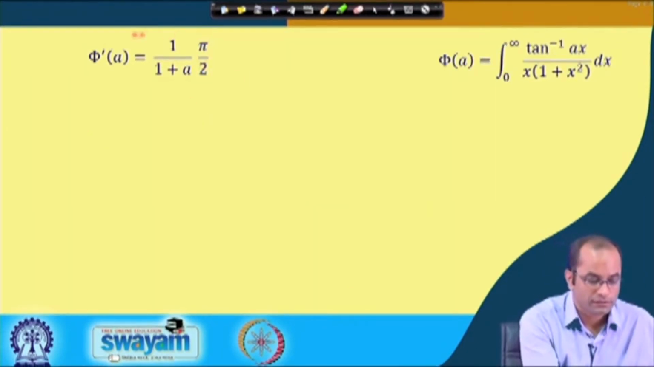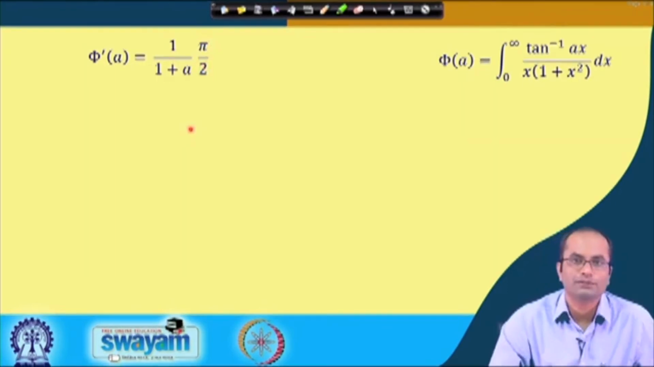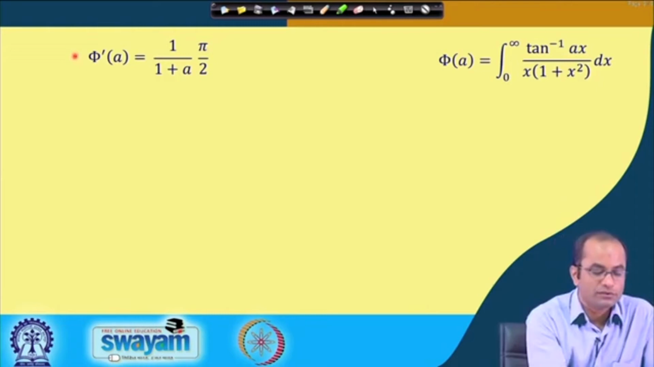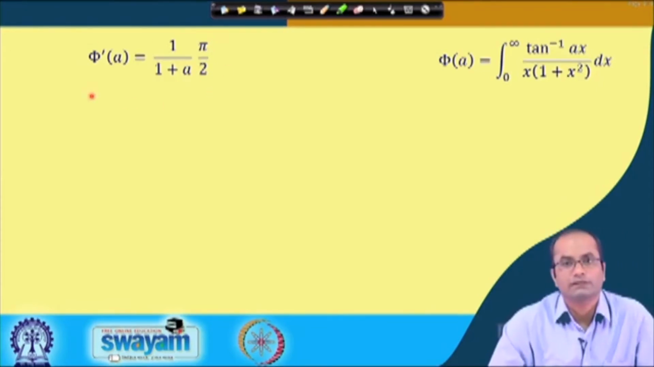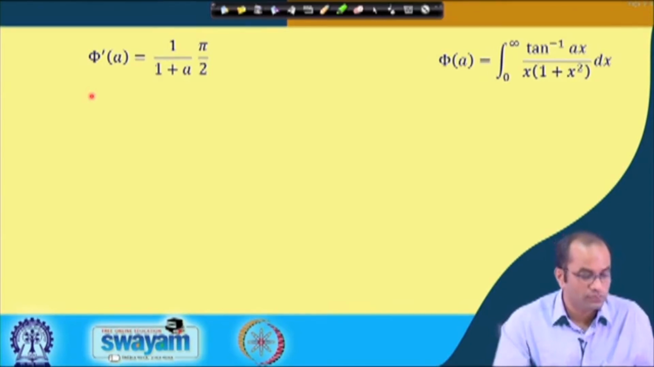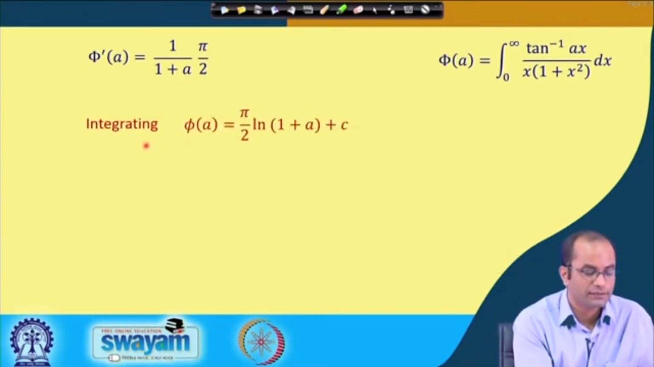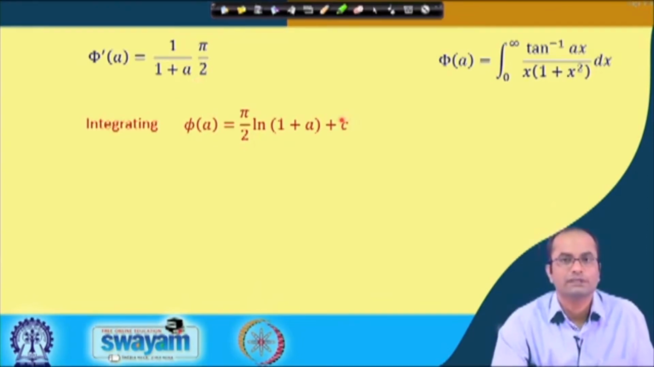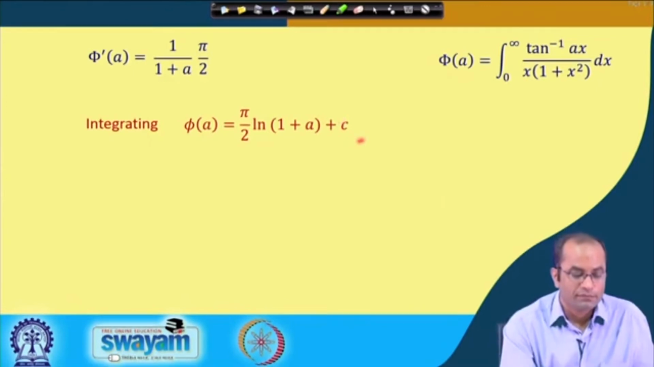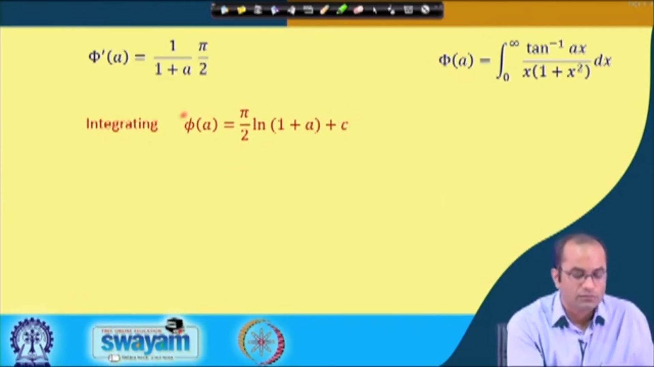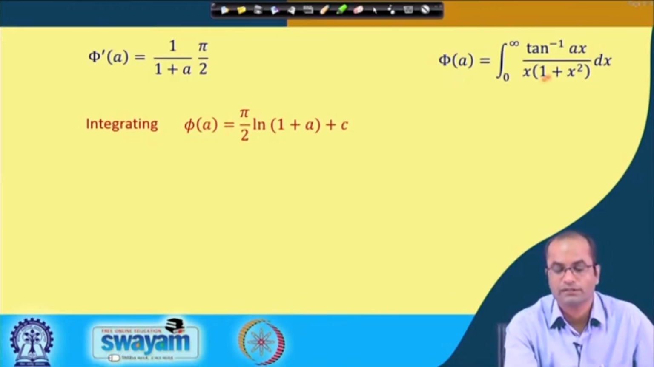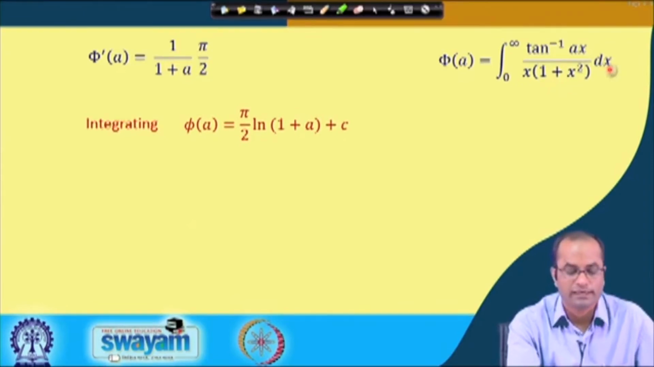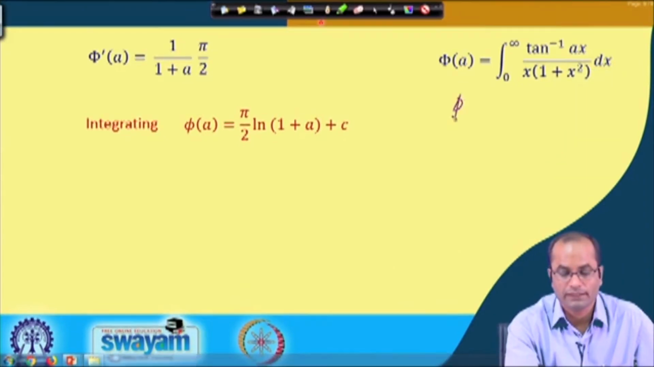So, we got this derivative here, and that is always the process which makes it easier, because now we can easily integrate this differential equation. So, when we integrate this, we will get phi a, and this will be the logarithm of 1 plus a with pi by 2, plus some constant of integration, an arbitrary constant, but that constant also is easy to evaluate, because we should note that this phi a was the integral of tan inverse a x over x into 1 plus x square dx. So, the phi a value, phi 0.